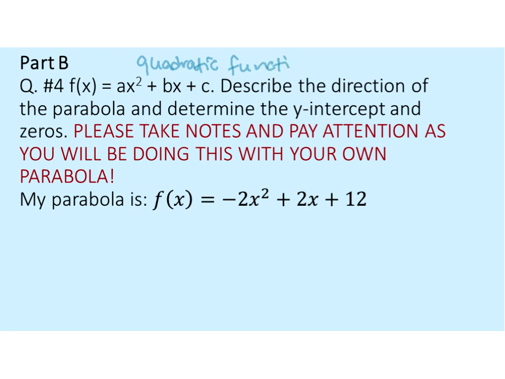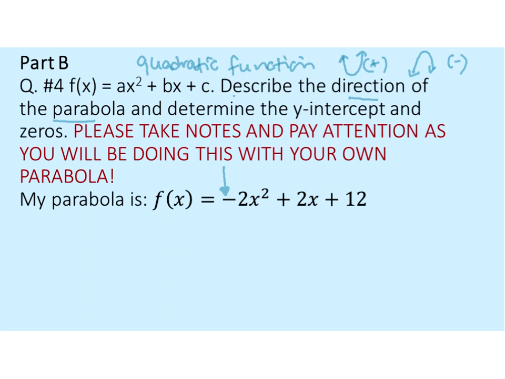Okay? So that's with a degree of 2. So the question says describe the direction of the parabola. If the leading coefficient is negative, it's going down. If the leading coefficient is positive, it's going up. That's all they're asking us for that one.